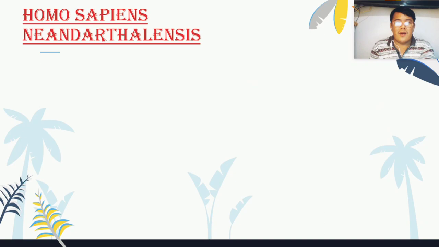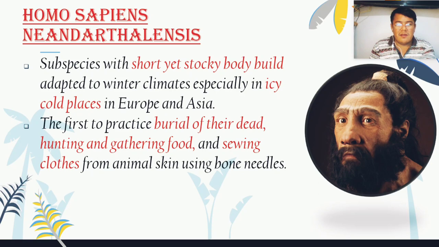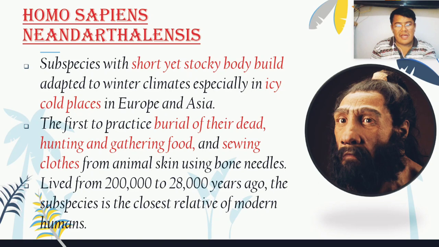Homo sapiens neanderthalensis. Subspecies with short yet stocky body build adapted to winter climate, especially in icy, cold places in Europe and Asia. The first to practice burial of their dead, hunting and gathering food, and sewing clothes from animal skin using bone needles, lived from 200,000 to 28,000 years ago. The subspecies is the closest relative of modern humans.